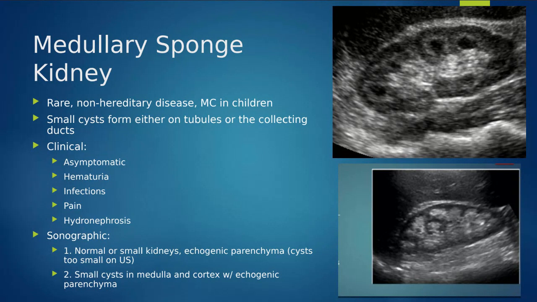And then the second presentation that we can see with medullary sponge kidney is going to be visualization of those small cysts in that inner aspect of the kidney in the medulla and also in the cortex with echogenic parenchyma. So our first presentation is going to be this picture down here. This is our normal to small type of kidney with echogenic parenchyma. The cysts are too small for us to see on ultrasound. So you can see that we're losing the corticomedullary differentiation in this picture, right?